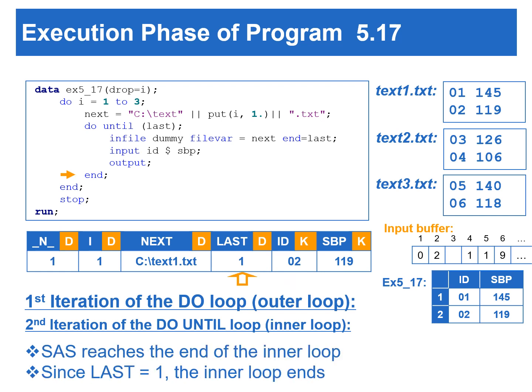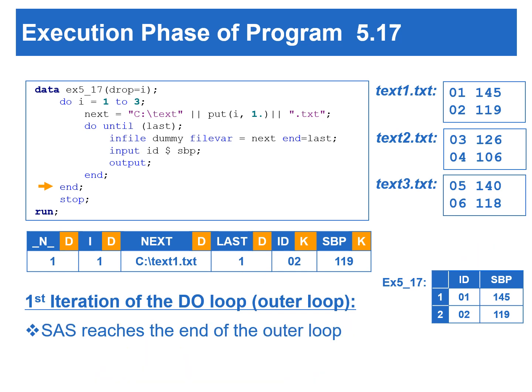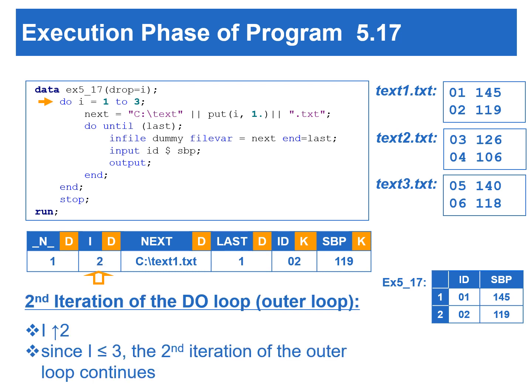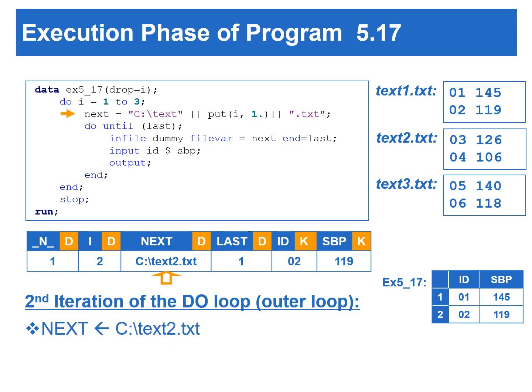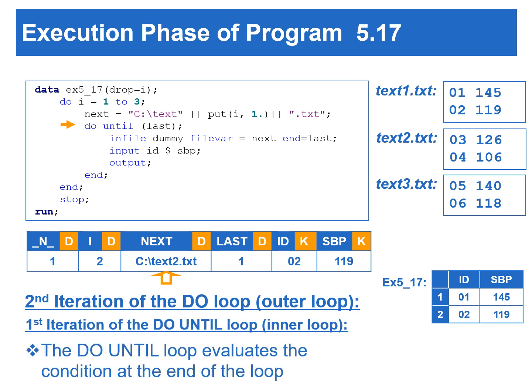SAS reaches the end of the inner loop. Since last equals 1, the inner loop ends. SAS reaches the end of the outer loop, and continues to next iteration. At beginning of the second iteration of the outer loop, I is incremented to 2. Since I is less than, or equal to 3, the second iteration of the outer loop continues. The second file name is generated. The inner loop starts.